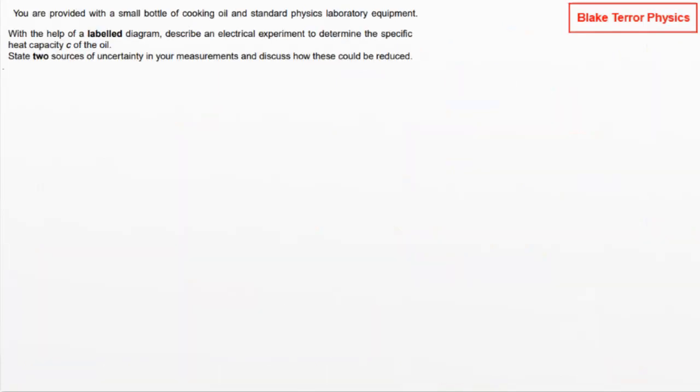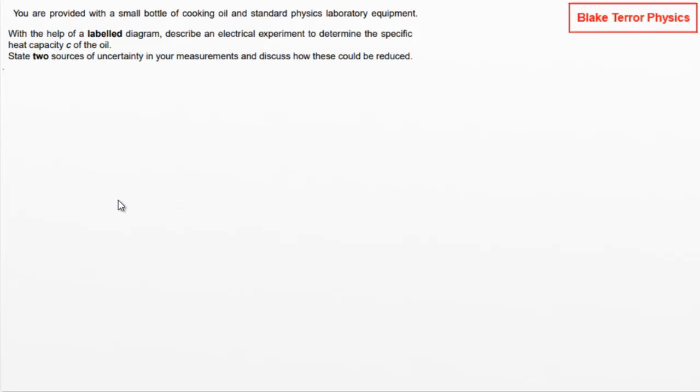Right, so finally in this block, this looks like it's going to be an experiment question because there's very little here. You're provided with a small bottle of cooking oil and standard physics laboratory equipment. Describe, with the help of a labelled diagram, an electrical experiment to determine the specific heat capacity of the oil. State 2 sources of uncertainty and how they could be reduced.